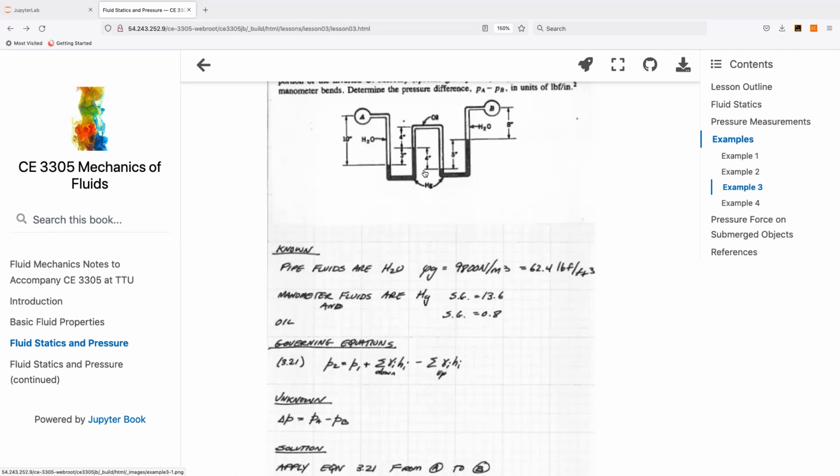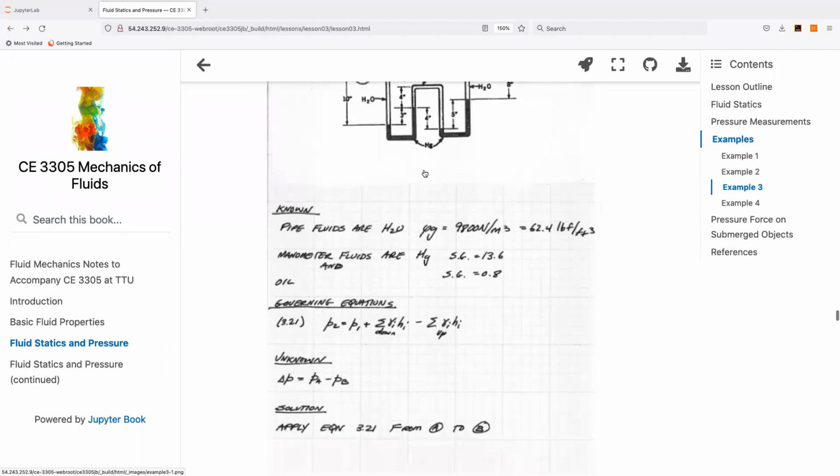We know that the specific gravity of mercury is 13.6. How do we know that? Google, good. The specific gravity of oil is 0.8. Same source, if nothing else. Google will work for that.